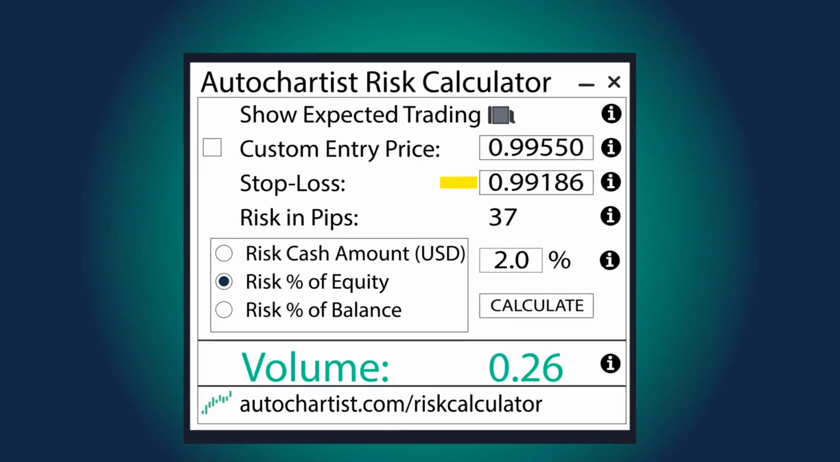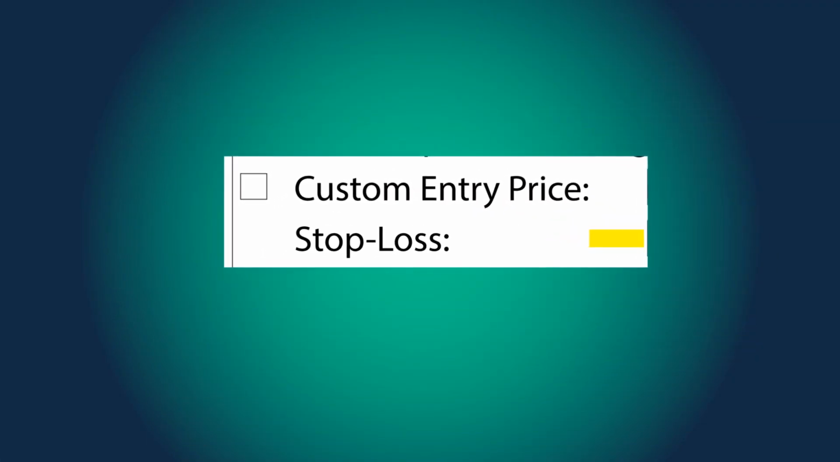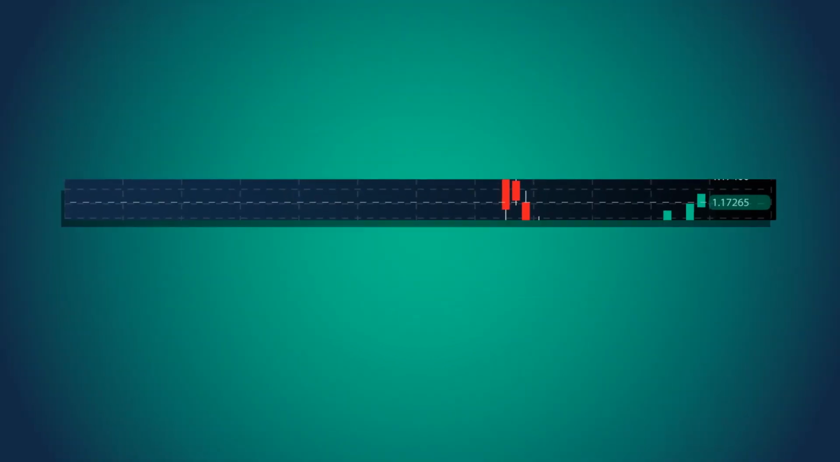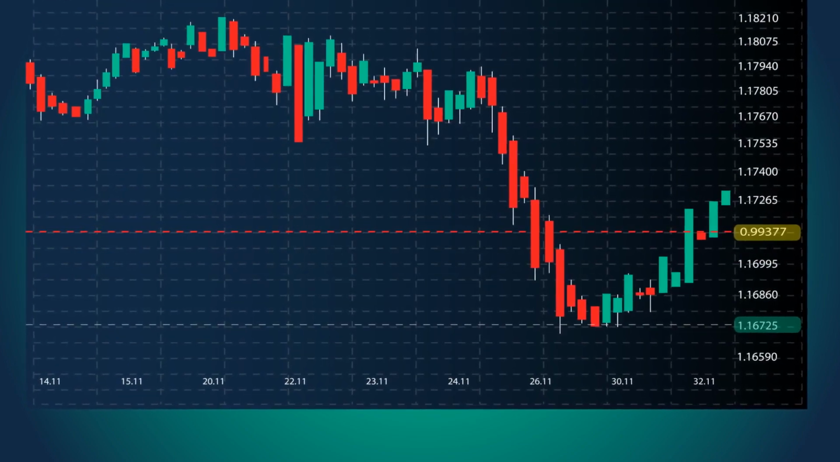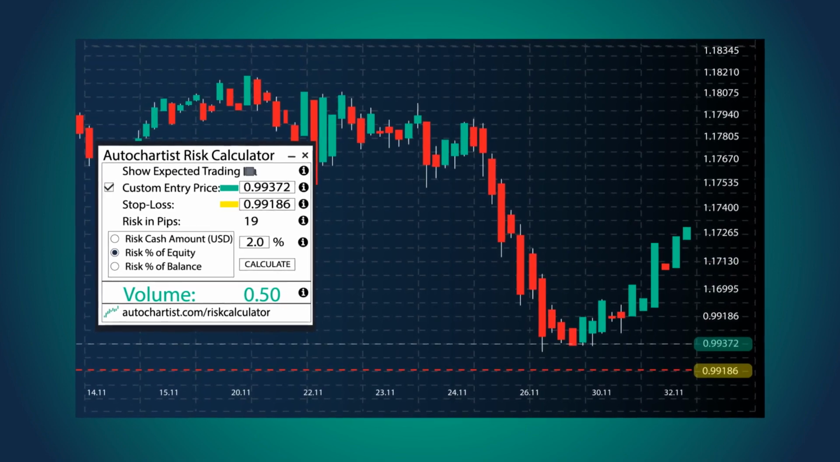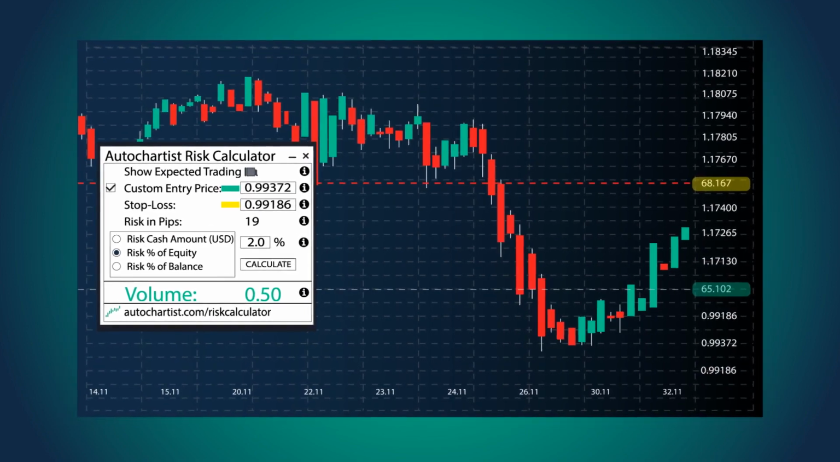When trading with pending orders such as stops or limits, you will need to set a custom entry price by checking the relevant box. Doing so will generate the green line, which you can move up and down to set your entry level. Next, do the same with the orange line to specify your desired stop level. Once again, every change will reflect in the green volume value.